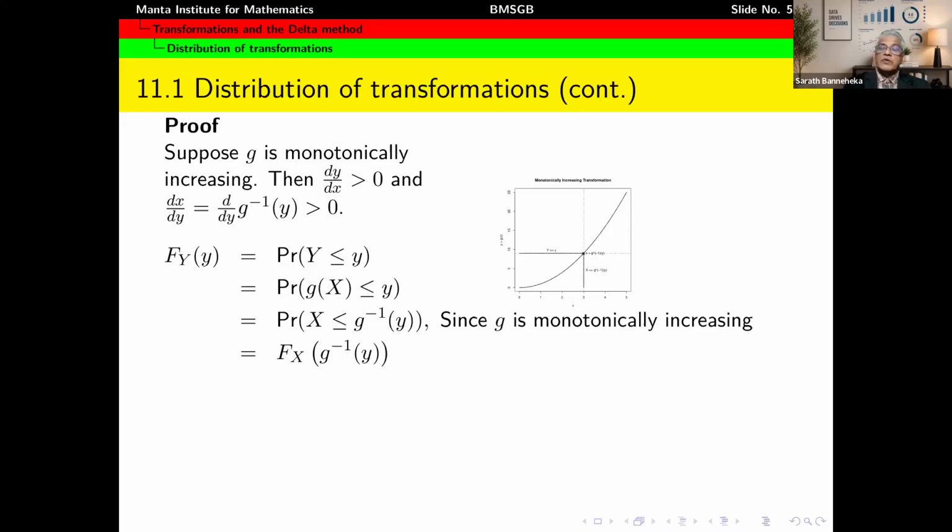Now, if we want to get the density function of y, what we have to do is differentiate the cumulative distribution function of y with respect to y here, simple y, right? When you differentiate this, you can see this is also a cumulative distribution function. So what you get is the density function of x evaluated at this value times the derivative of this value with respect to y. You have to apply the chain rule, right?